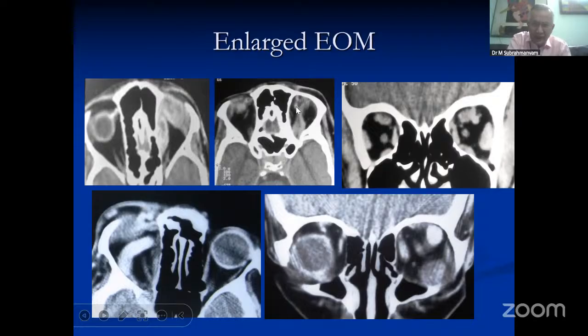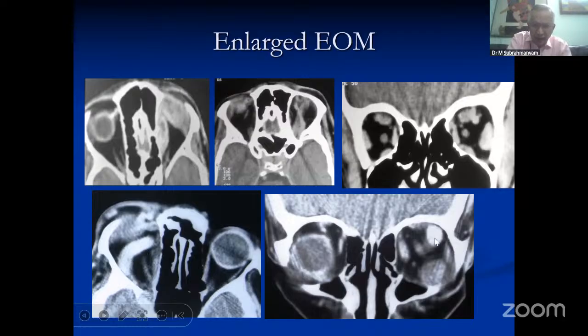Here you can see engorged superior ophthalmic vein with mild engorgement of the extraocular muscles. This is the engorged superior ophthalmic vein when compared with the normal on the opposite side. This is typical of carotid cavernous fistula, probably low flow. This is high flow carotid cavernous fistula, where there is a gross enlargement of the superior ophthalmic vein.